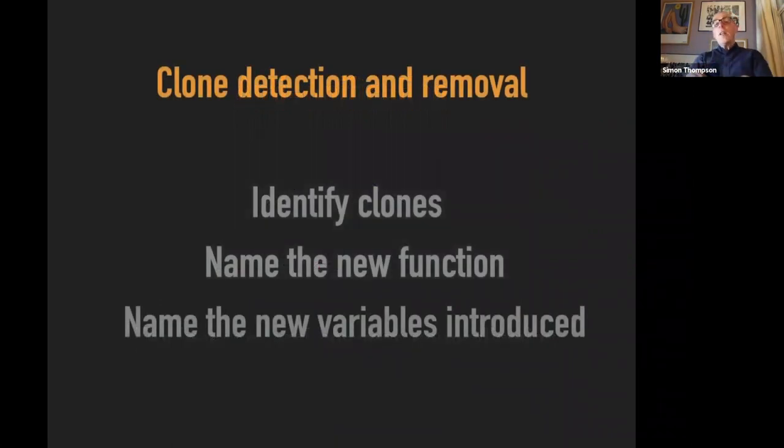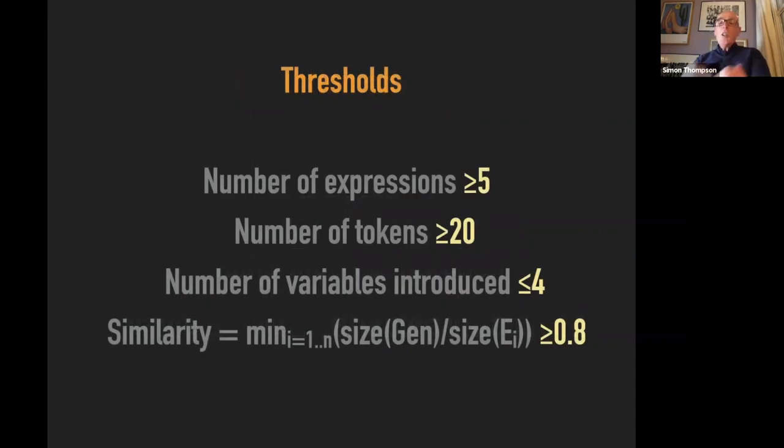So if we're detecting clones and wanting to remove them, what do we have to do? Well, we have to identify clones, and then we have to name the function f, and we have to name the new variables introduced. So what could go wrong with that? What could be the problem? Well, you've first of all got to decide what a clone is. Now, you probably don't want it to be too small. So what we did was invent some thresholds. As you saw earlier on, Erlang programs are sequences of expressions. To be an interesting clone, like the body of a new function, it should have at least five steps within it. And it should probably involve at least 20 tokens.